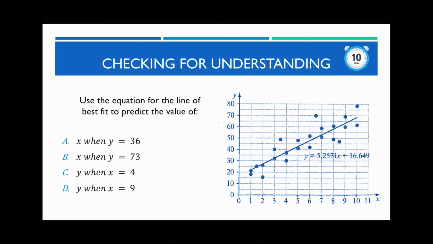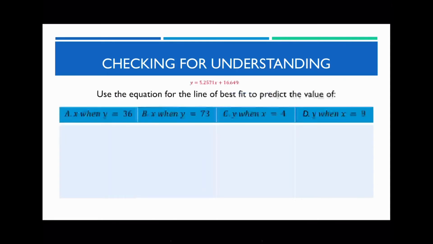In this case over here, you're trying to find the value of x. So therefore, sub y is equal to 36 so that you can solve for x. In this case over here, because you're subbing in for x, this is going to be a lot longer. And this one over here, you're subbing in y is equal to 73. In this one here, you're subbing in x is equal to 4, sub x equals 9 into the equation to solve for y. So give yourself 10 minutes to answer these 4 questions, and then we'll go through the answers together.